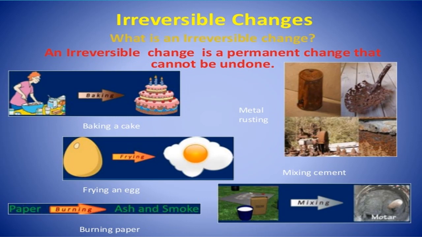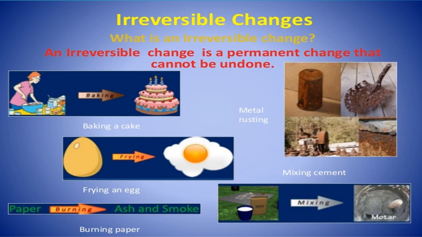Irreversible changes. What is an irreversible change? An irreversible change is a permanent change that cannot be undone. That is, when one or more properties of a substance change in such a way that you cannot get back your substance in its original form, it is called an irreversible change. Let us see a few examples to understand this better.